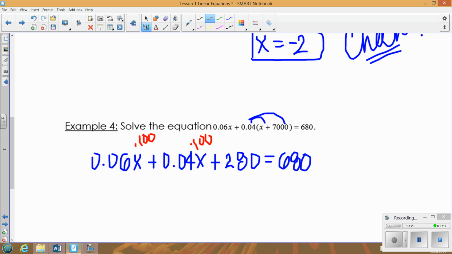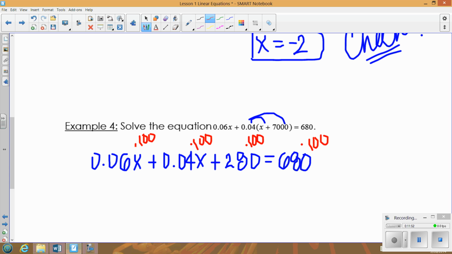So I'm going to multiply everything by 100. And you could have done this with the first step, and then you would have only been multiplying the 0.04 by 100 instead of distributing. But I find that if we don't distribute first, it's easy to make a mistake and not remember to multiply each piece by the 100. So I just recommend always distributing first.